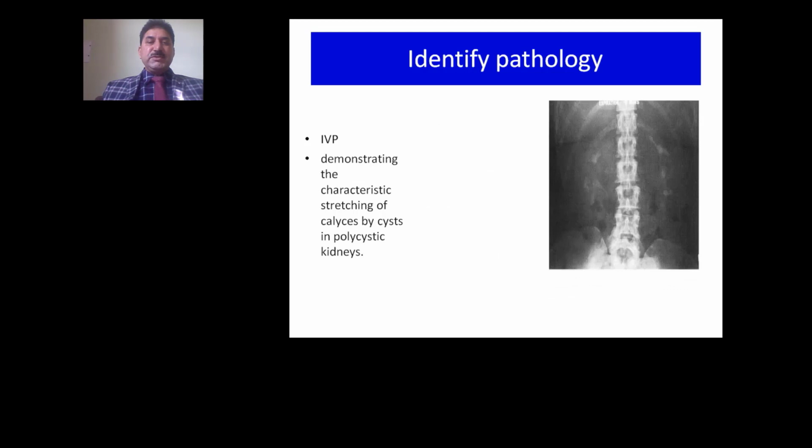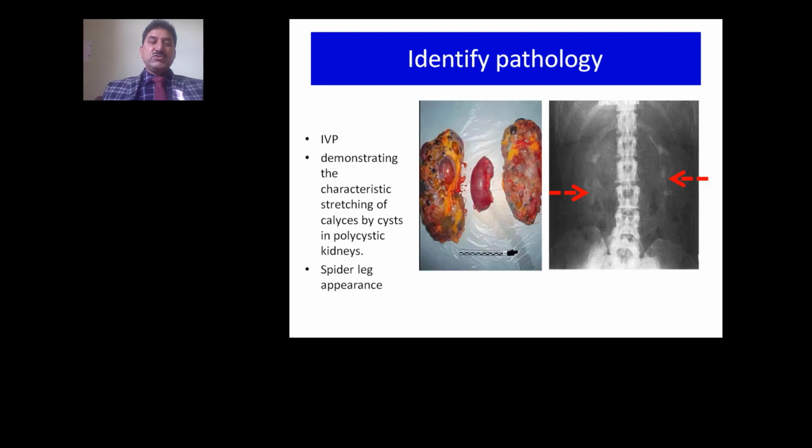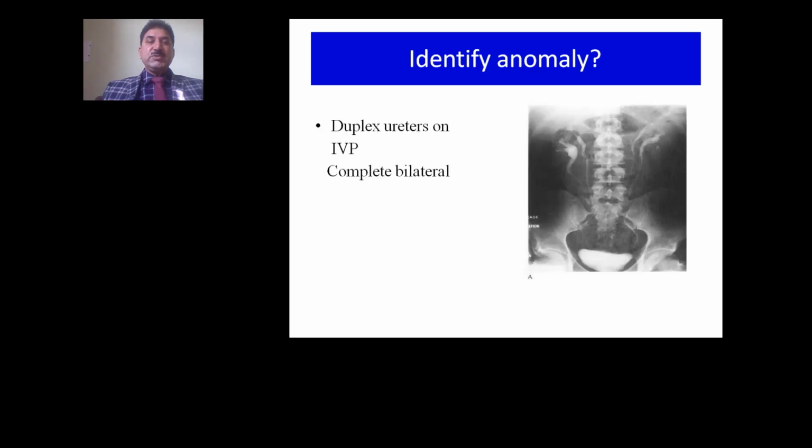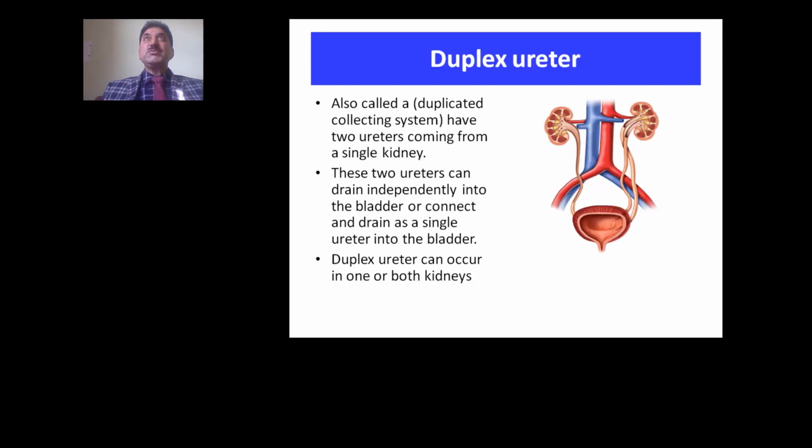Identify the pathologies. This is an IVP demonstrating the characteristic stretching of the calyces by cysts in polycystic kidney. This pattern is called spider leg appearance. Identify the anomaly. Here we can see duplex ureters on IVP. What is a duplex ureter?